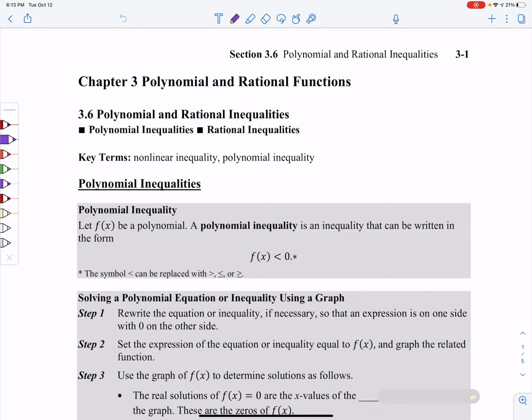This is a video on section 3.6 where we're going to deal with inequalities, both polynomial and rational inequalities. A polynomial inequality is always going to take the form of f of x is less than, greater than, less than or equal to, greater than or equal to 0.